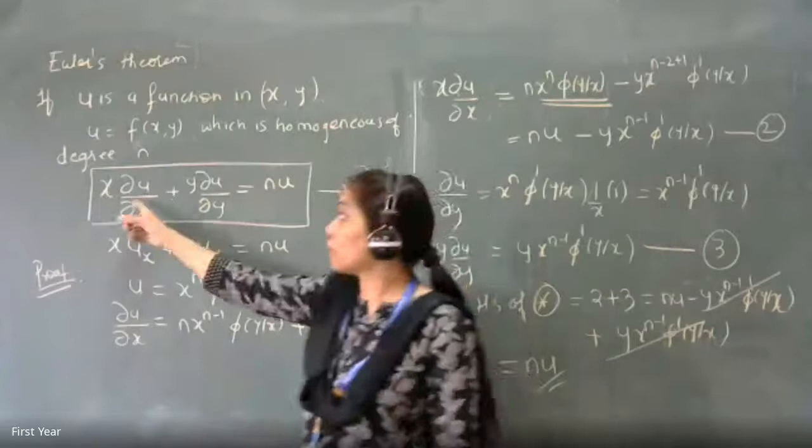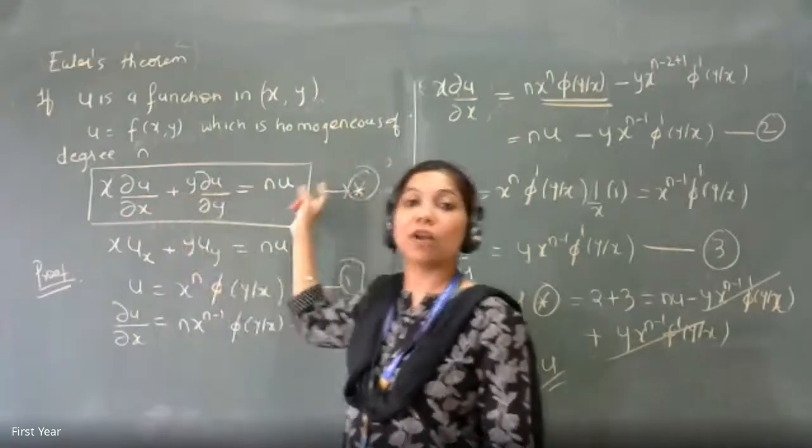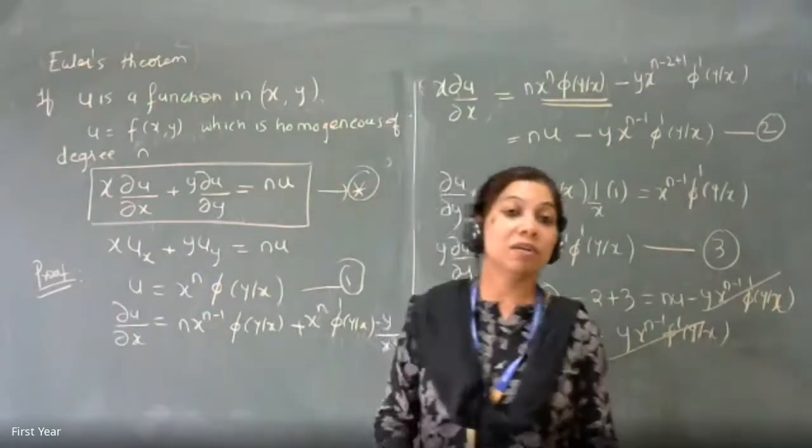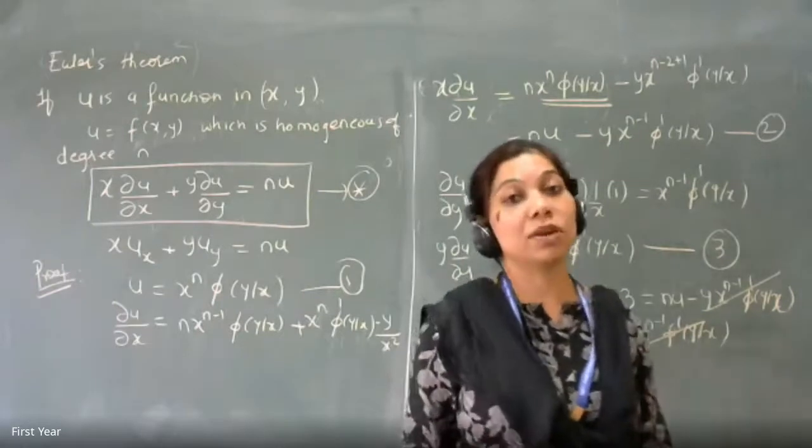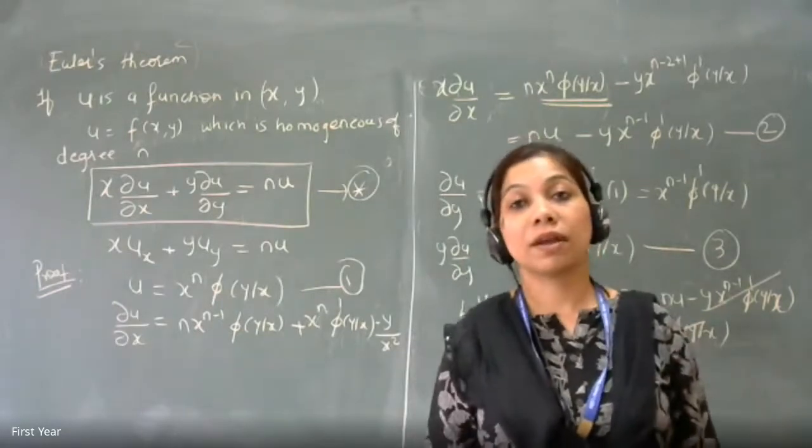So you don't have to actually find the partial derivatives. Directly you write down the answer. That is the importance of Euler's theorem. You'll get the answer directly. Clear? Hello, ma'am. Yes, ma'am.